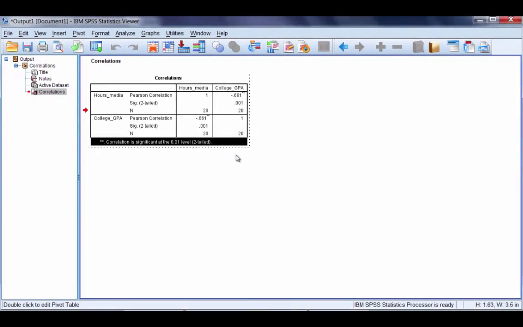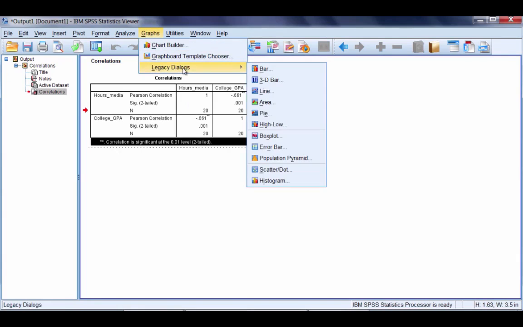I had indicated earlier that I would show you what the linear relationship looks like, so let's go ahead and spend a few moments doing that now. I'll graph the relationship between hours media and college GPA for our 20 people. To do that, we want to go to Graphs, then Legacy Dialogs, and then down towards the bottom, select Scatter Dot.